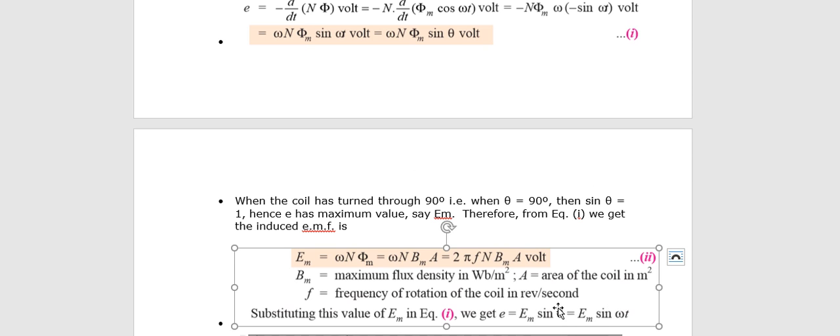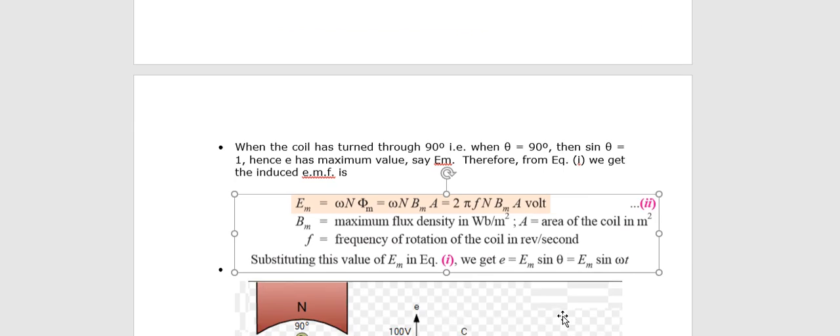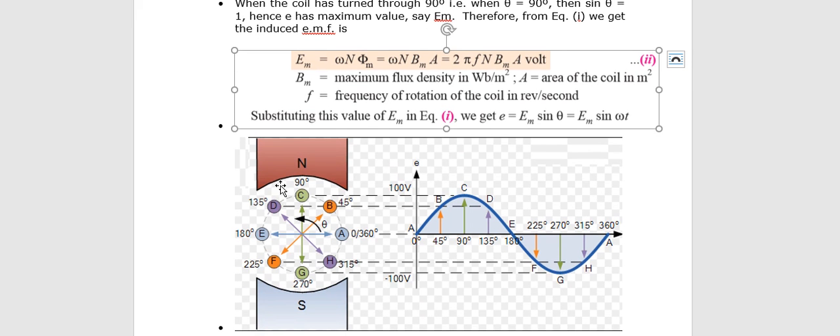When theta equals 0, EMF is 0. When theta is 90 degrees, EMF is maximum. In this way, for different positions of theta, you can form a sinusoidal wave. When theta equals 0, EMF is Em sin 0. When theta equals 45, it is E max by root 2, between the maximum and 0 value. When theta equals 90, you get the maximum EMF.